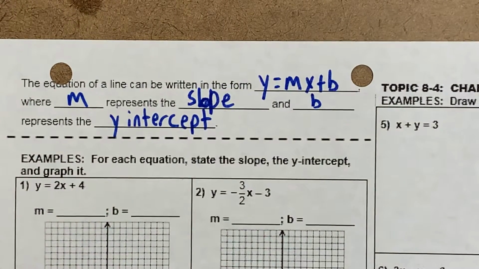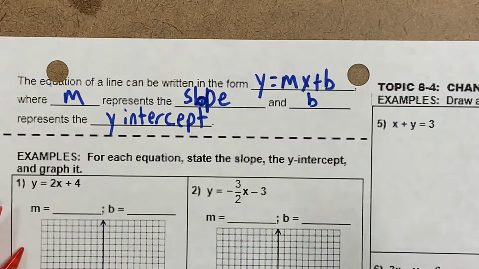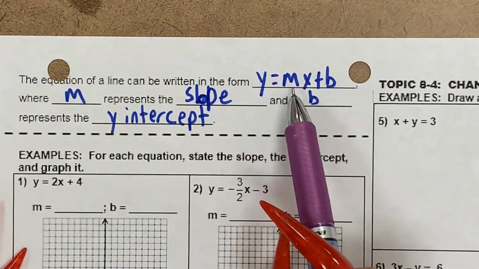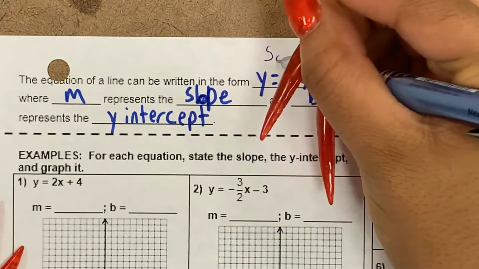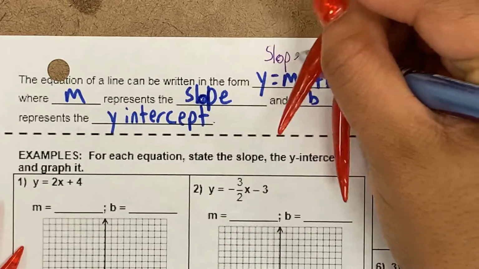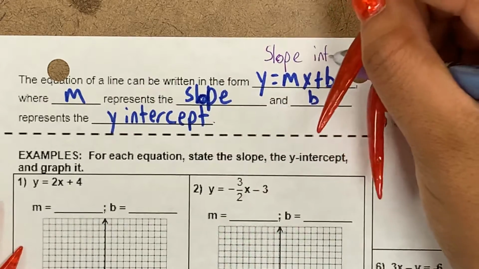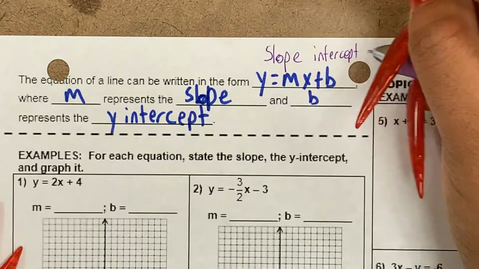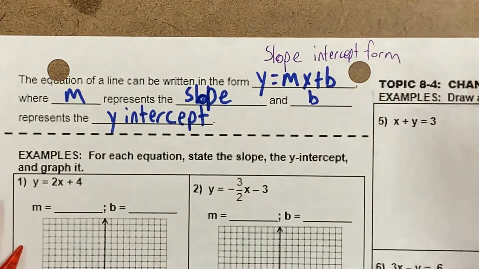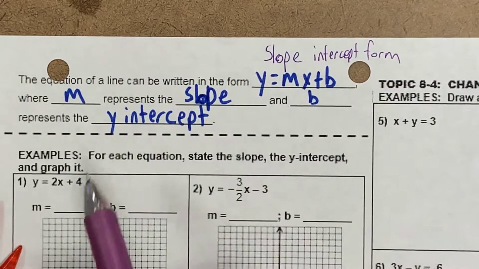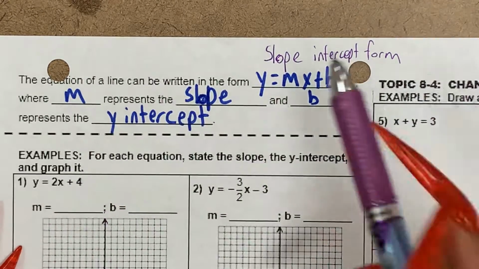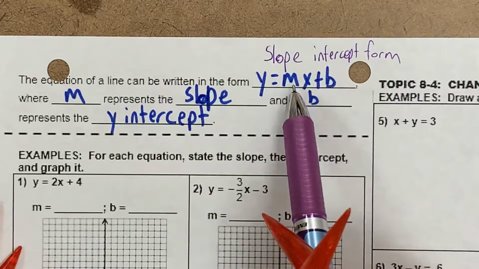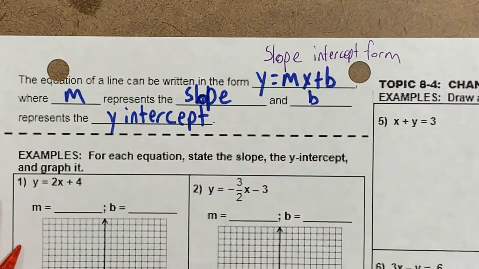Today's notes are over graphing linear equations. The equation of a line can be written in the form y equals mx plus b. This is called slope-intercept form, where m represents the slope and b represents the y-intercept. That's why it's called slope-intercept, because it gives you the slope and the y-intercept.